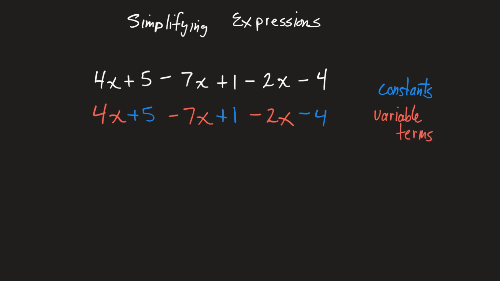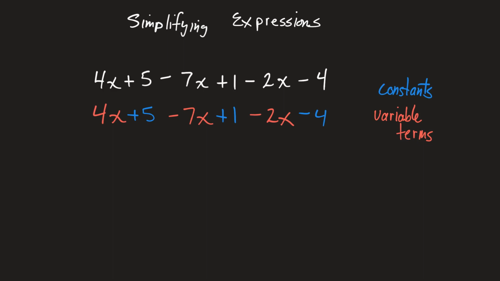Okay, so that's what we got. We have constants, variable terms. So we're going to combine our like terms. That is to say, everything in red gets put together and everything in blue gets put together. And we're simplifying because we're trying to write the same thing in as few terms as possible. By the way, the number of terms we have are this. We have one term, two terms, three terms, four terms, five terms, six terms. We have six terms.